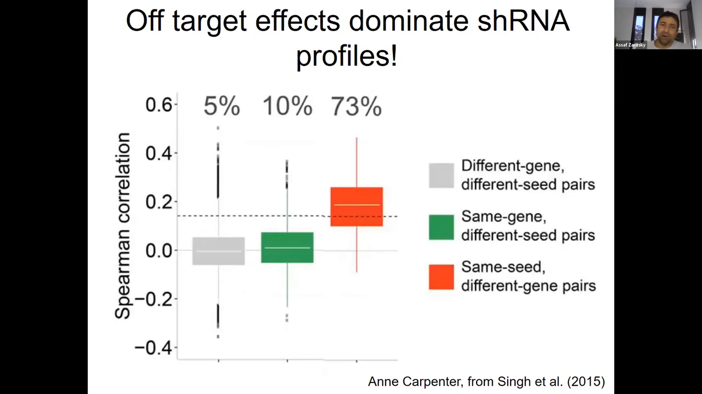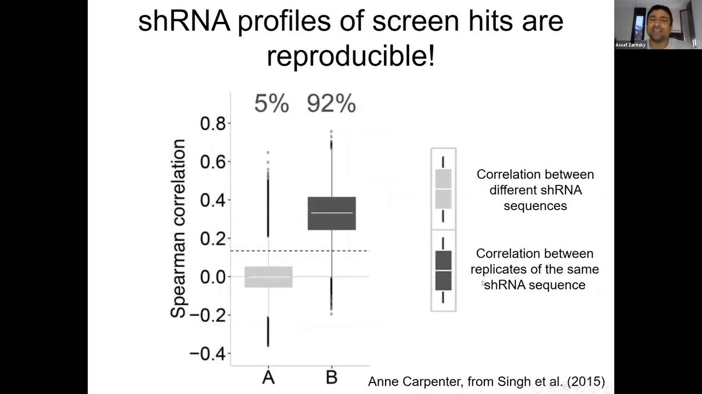And here, this is the problem now, when we look at the seed. So the shRNA has a seed, and it is something that shouldn't have an effect, but it could be different seeds. And you have the specific genes that you are targeting. So these are two things. The seed should not have an effect. And if it has an effect, it means that these are off-target effects.